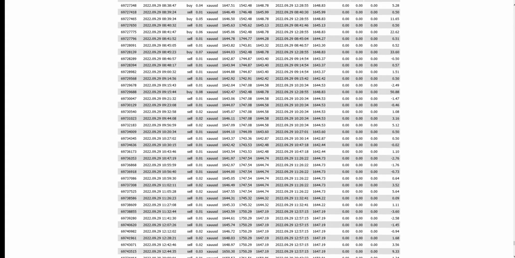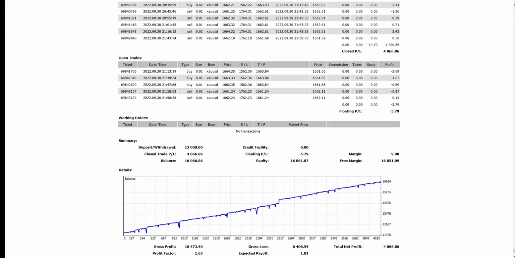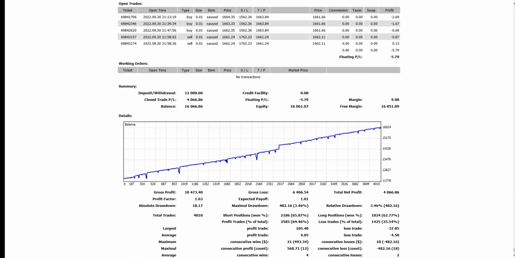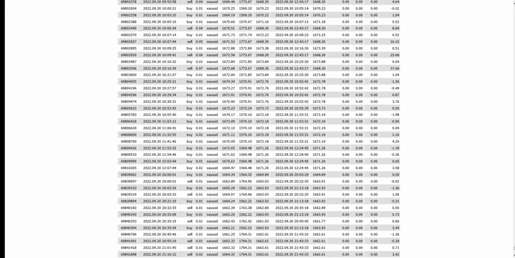So I will upload this report in Google Drive maybe in the next 2 days, and you can analyze it if you want to. As you have seen, there are 3 buy trades and 2 sell trades, the same. So this is the floating right now.